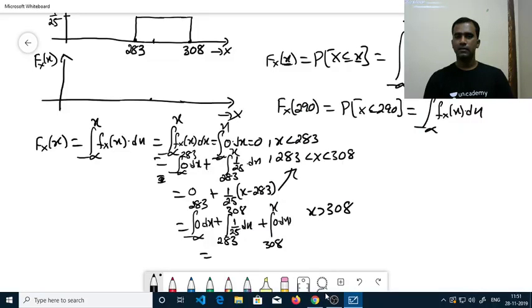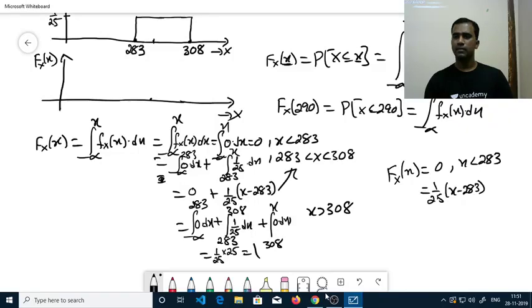So if you integrate it, it is 1 by 25 into x. If you substitute the limits, it becomes 25 by 25, which is equal to 1. Yes, that is what we want finally, right? So Fx of x, finally if you write the answer, it is equal to 0 for x less than 283, and it is equal to 1 by 25 into x minus 283 for 283 less than x less than 308, and it is equal to 1 for x greater than 308. Yes, finally we got the CDF.